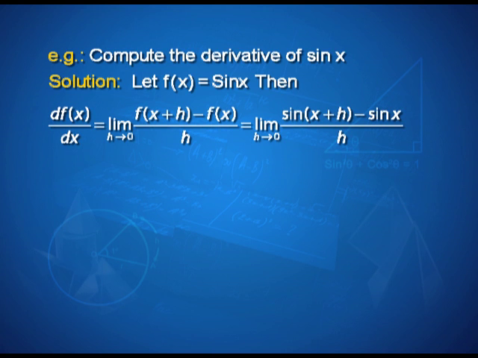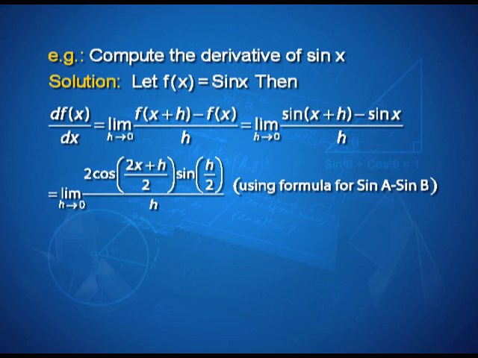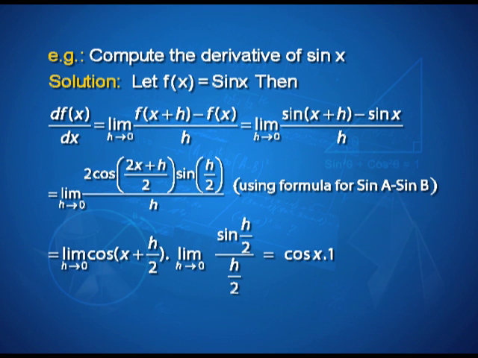Here we use the formula of sin a minus sin b, and this can be simplified as limit 2 cos((2x + h)/2) · sin(h/2)/h as h tends to 0, which can be simplified as limit cos(x + h/2) into limit sin(h/2)/(h/2) as h tends to 0. Here this is equal to cos x into 1, which is obviously equal to cos x.